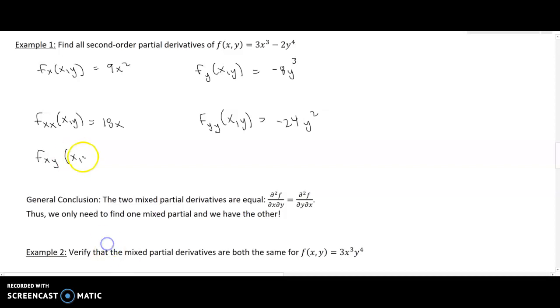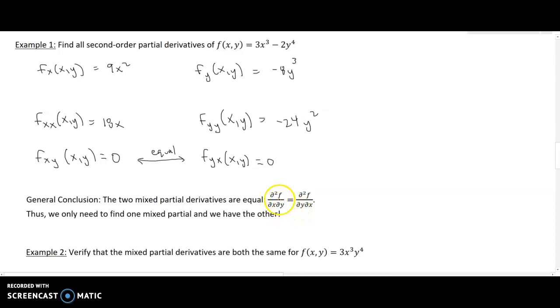So if I now take the derivative of this with respect to y, it doesn't depend on y, so its derivative will be 0. Similarly here, I can take f sub y and take its derivative with respect to x, and this doesn't depend on x, so its partial is 0. And the one thing we should note, an important tidbit here, is that these are equal. And that will be true in general. The two mixed partial derivatives are equal. They're going to be the same.